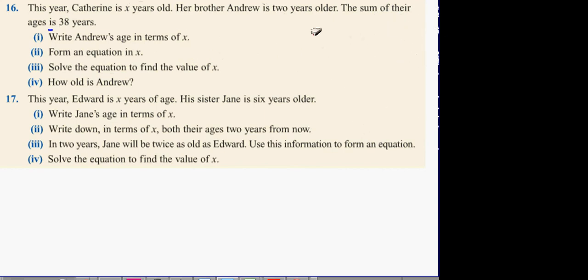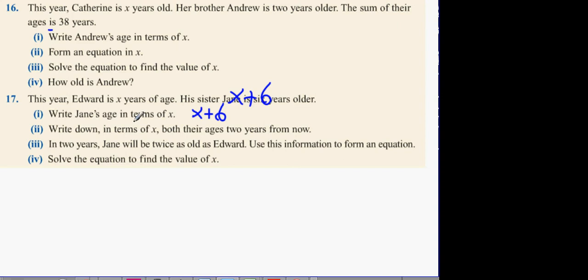This year Edward is X years of age, or X years old. Okay? And his sister Jane is 6 years older. What does that mean about Jane? X plus 6. Write Jane's age in terms of X. X plus 6. Write down in terms of X both ages 2 years from now.